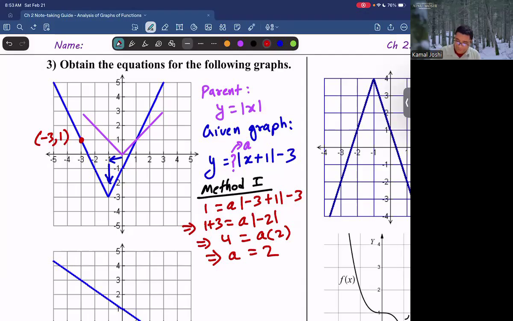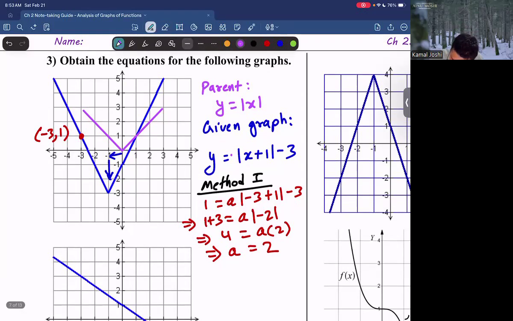Okay, so your equation finally, I would say, I'm going to erase this now. In the video you can watch the progress, and I'm going to write that. So the equation is 2 times absolute value of x plus 1 minus 3.